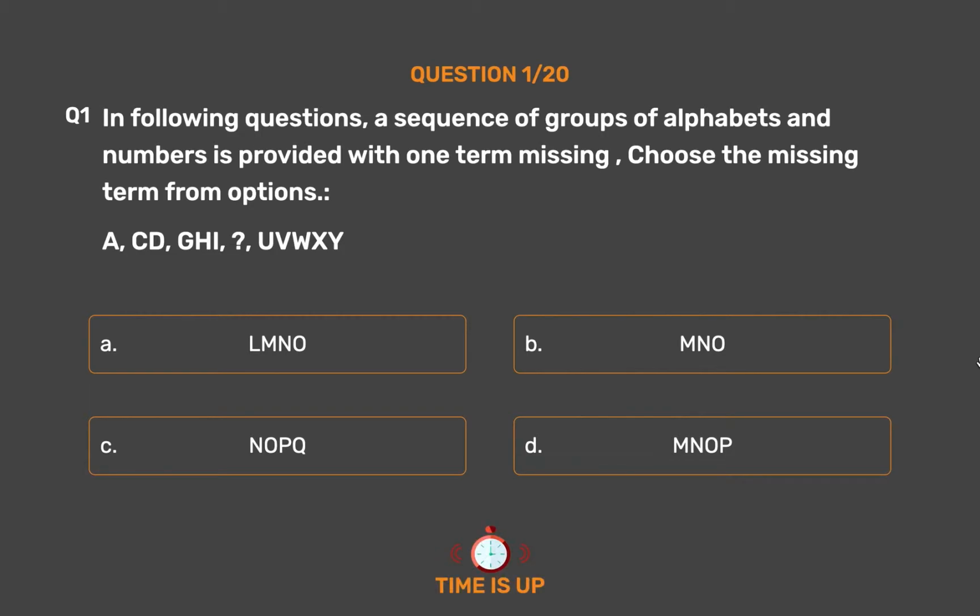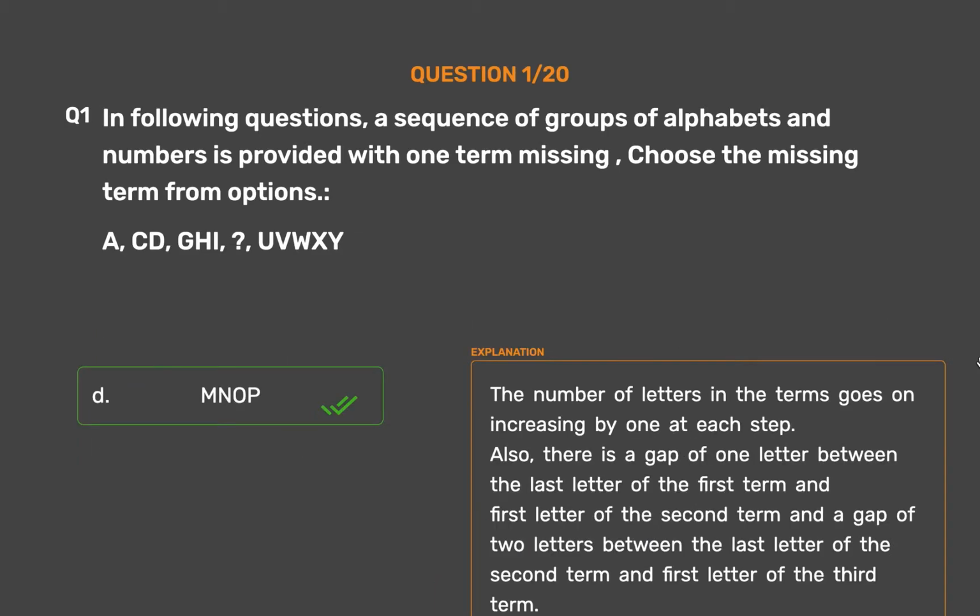The correct answer is Option D. MONOP. The number of letters in the terms goes on increasing by one at each step. Also, there is a gap of one letter between the last letter of the first term and first letter of the second term, and a gap of 2 letters between the last letter of the second term and first letter of the third term. So, the first letter of the required term would be 4 steps ahead of the last letter of the third term.